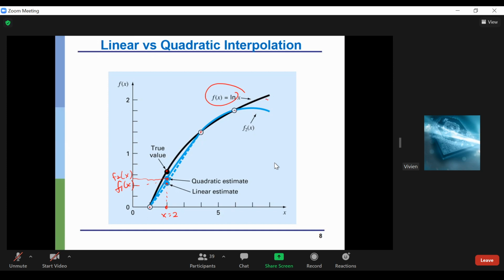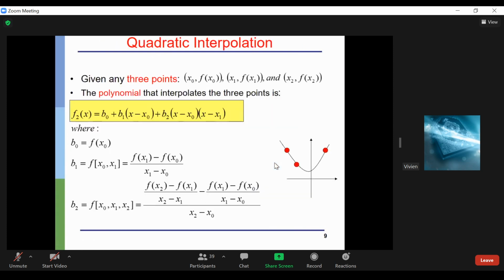Say we have 4 points, 5 points, and so on, so that we can use a higher order function to approximate the interpolated value so that it will become closer to the true solution. So this is how we solve for quadratic interpolation.